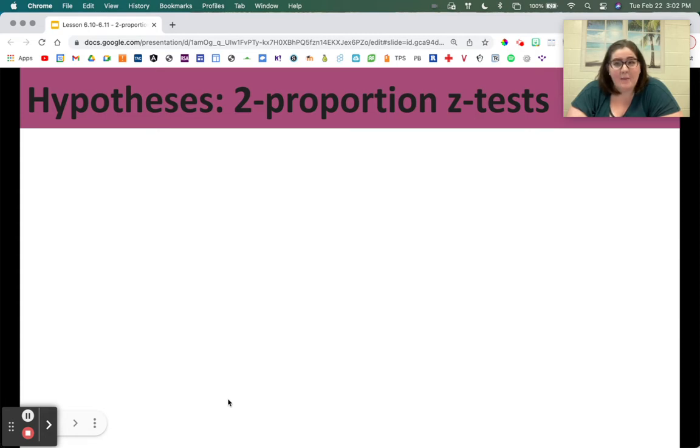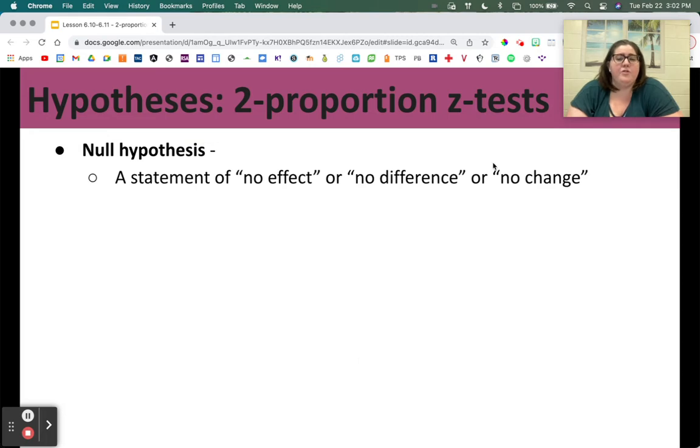So hypothesis statements. When we are dealing with two proportions, my null hypothesis is that there's no difference or no change between the two proportions. So your null would be that p1 equals p2, that the two proportions of the two groups are equal in terms of what we're measuring. You could also write that as p1 minus p2 is equal to 0, that the difference between the two groups is equal to 0. That would work as well.